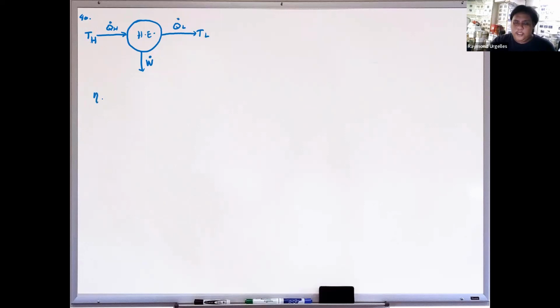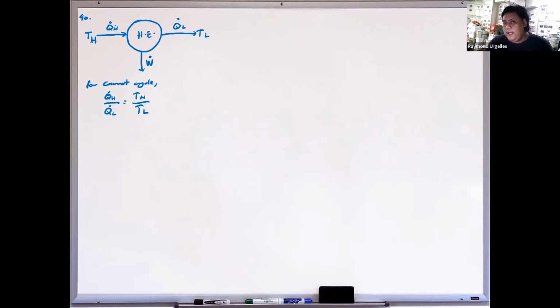Meaning, what's the efficiency? Actually, we don't need the efficiency here. So just remember, for a Carnot engine, or a Carnot cycle, we derived this in the lecture: QH dot over QL dot, or QH over QL, is TH over TL. So if we take the rate, the same thing should come out: TH over TL. Okay? So this is our QH dot over QL dot.